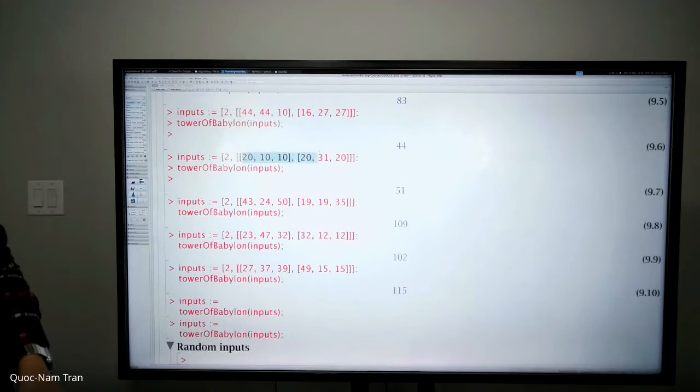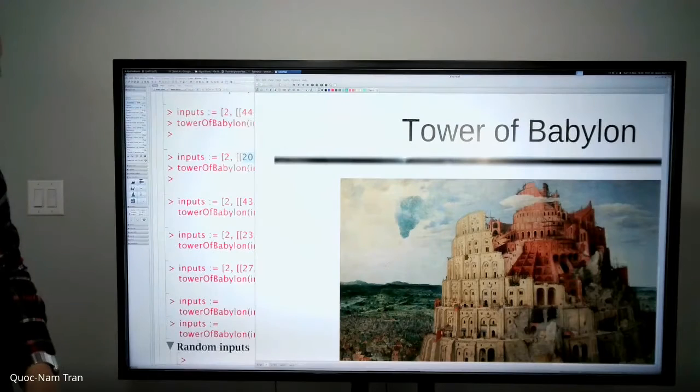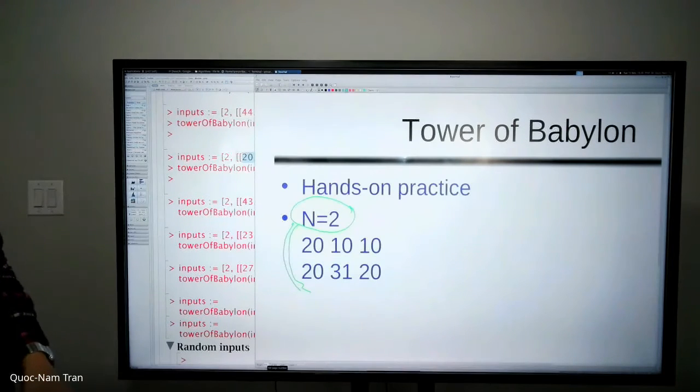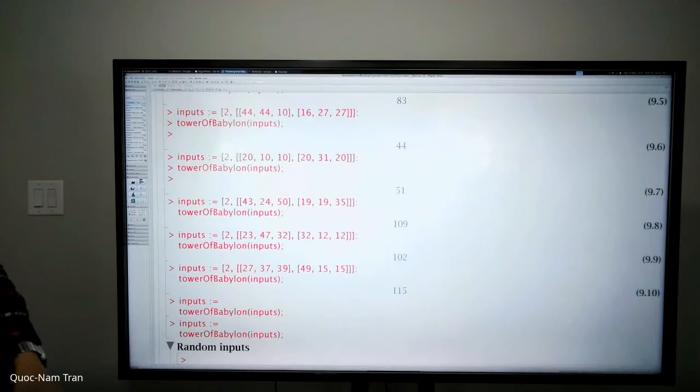So 10, 20, 10, 10. Okay, so that is what we have for the input. Let me double check to see if we actually have it that way. Yeah, 20, 10, 10, 20, 31, 20. Okay, so it's actually what we have.